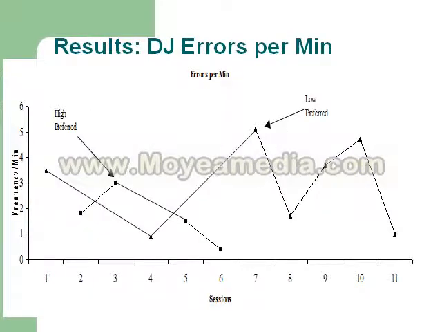DJ's errors per minute results. Errors per minute were far lower on average for the high preferred protocol than for the low preferred protocol, which also showed greater response variability. Also note the decreasing trend after session 3 for the high preferred protocol. Session 6 had the lowest overall errors per minute per session.